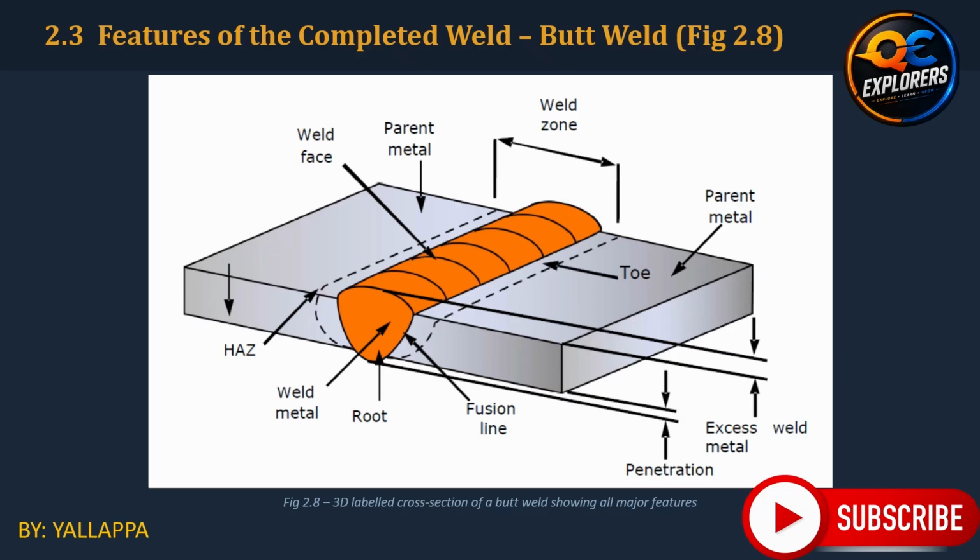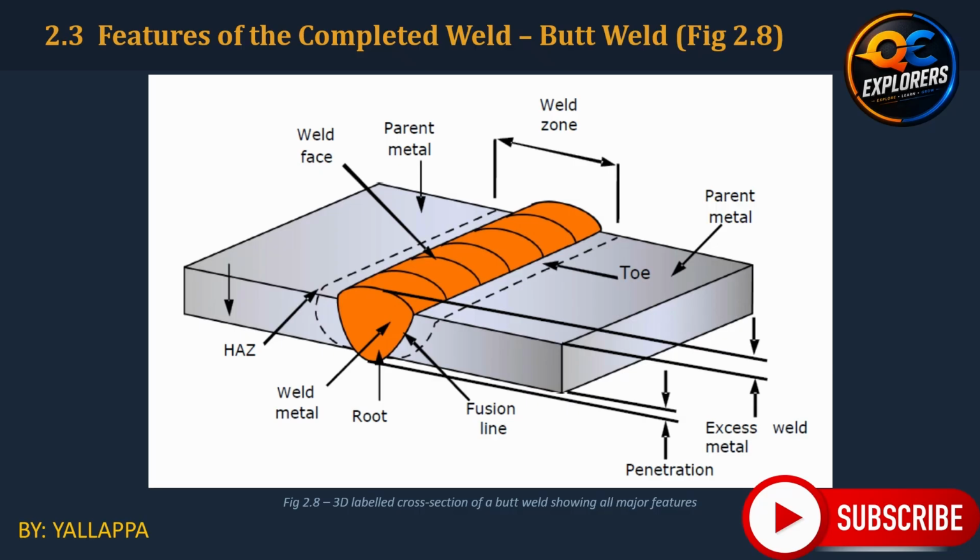Now look at the external geometry. The weld face is the exposed surface on the side from which the weld was made. The toe is the boundary between the weld face and parent metal. The root is associated with the deepest part of the weld and the side of the joint furthest from the welder during the relevant operation. Finally, we have excess weld metal, which extends beyond the plane connecting the toes.